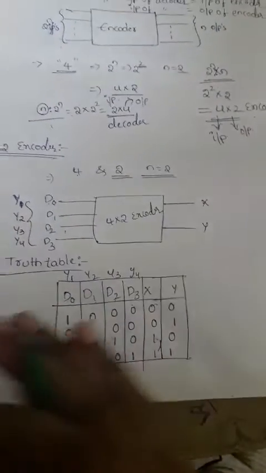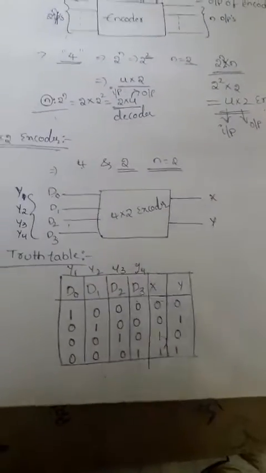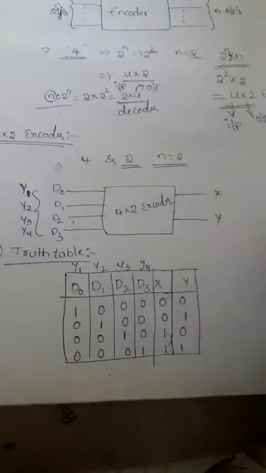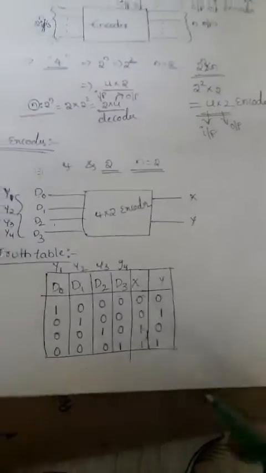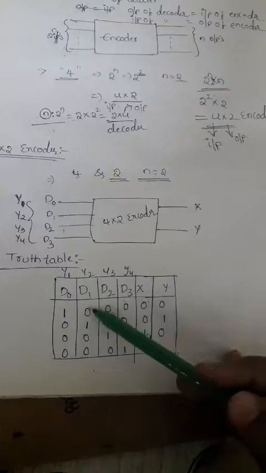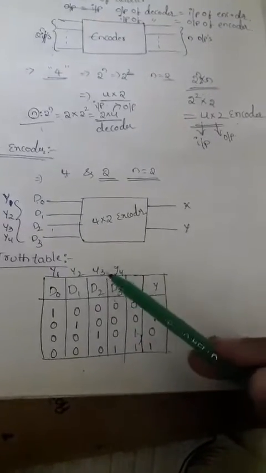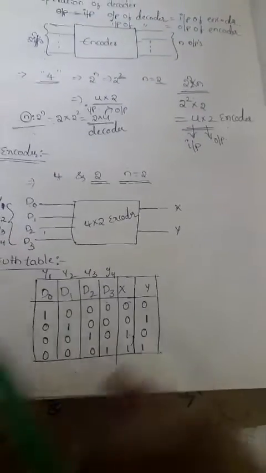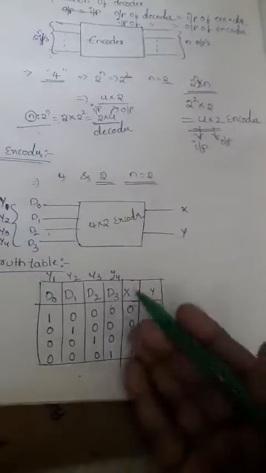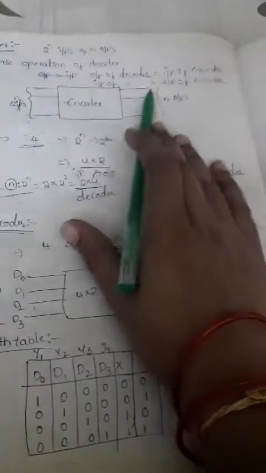Okay, so now these are the input paths and these are the outputs. After getting the truth table, what is the need? Now we need to consider the K-map for the required Boolean functionality, right? Just observe D0, D1, D2, D3 as outputs of the decoder actually. Then I will convert them into inputs of this encoder. That is our aim here.